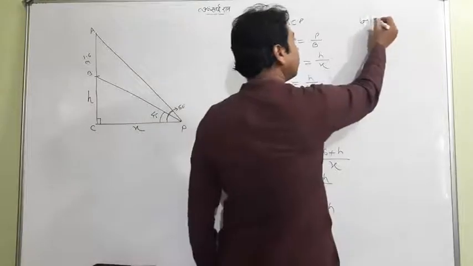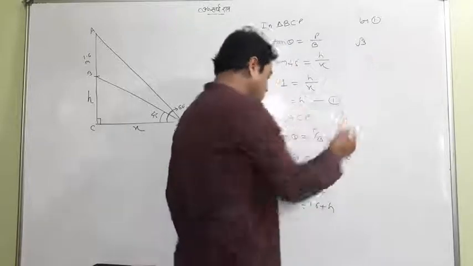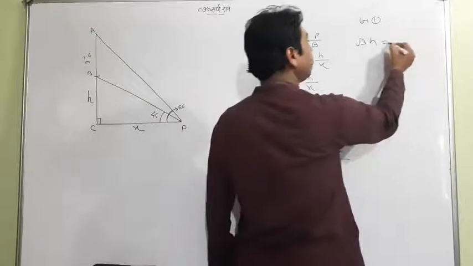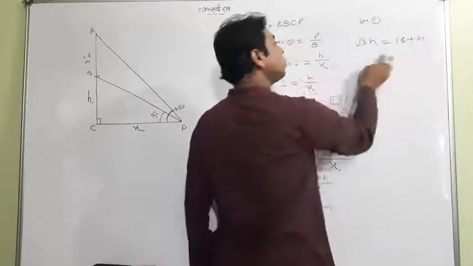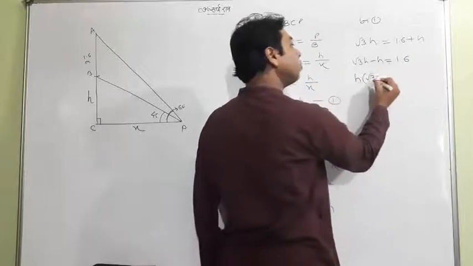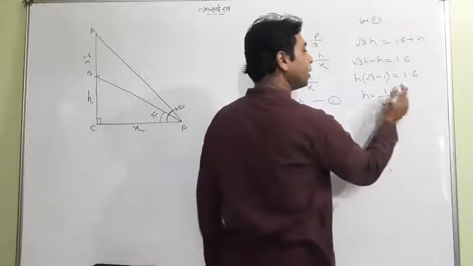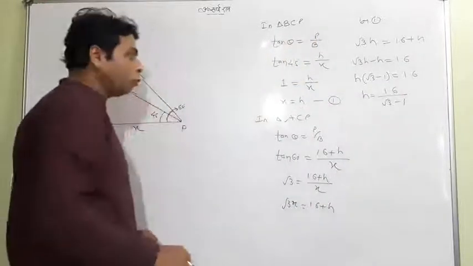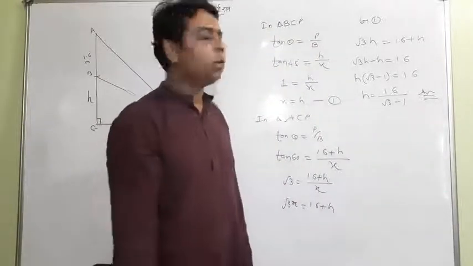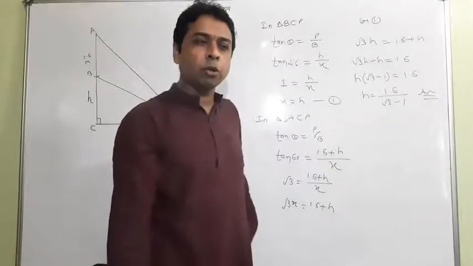So root 3, and instead of x put H. Root 3 H is equal to 1.6 plus H. Transfer here: root 3 H minus H equal to 1.6. Take out H common: H times root 3 minus 1 equal to 1.6, and H equal to 1.6 upon root 3 minus 1. If the value of root 3 is not given in the book, your answer is sufficient till here. You can drop the answer right here. So this is the value of H that has come. Do the rest of the questions and try to make them. I think you can do it. Thank you.